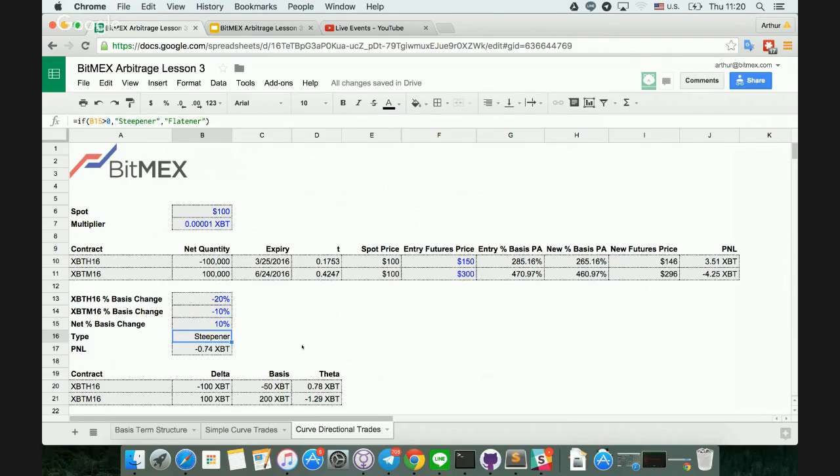Let's put on the opposite trade, a flattener. So i.e. the differential is going to narrow, and we'll change the direction of the trade around. This is a flattener, and again, the massive negative theta on M16 is working against us.